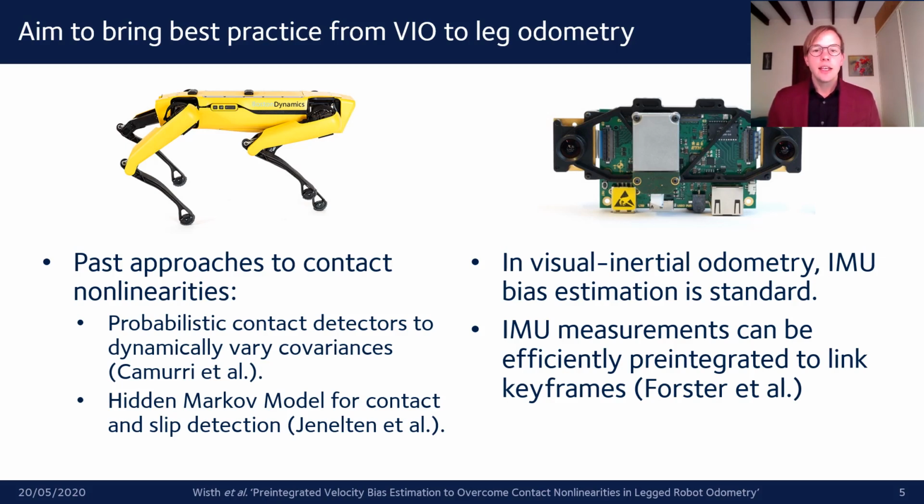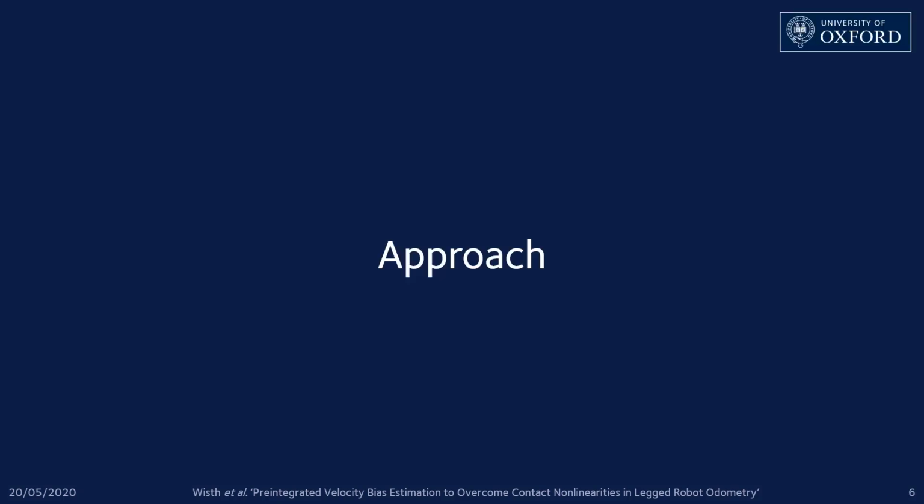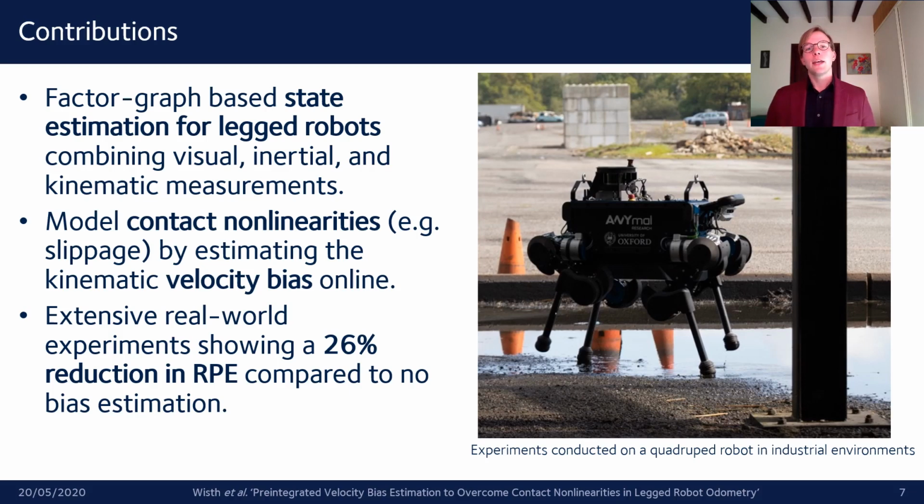On the other hand, in the mature field of visual inertial odometry, IMU bias estimation is standard, and there exist efficient methods to pre-integrate IMU measurements for use in factor graph optimization. We present a factor graph-based approach to state estimation that fuses visual, inertial, and kinematic measurements. Uniquely, we model contact nonlinearities, such as slippage and deformation, by estimating the kinematic velocity bias online.